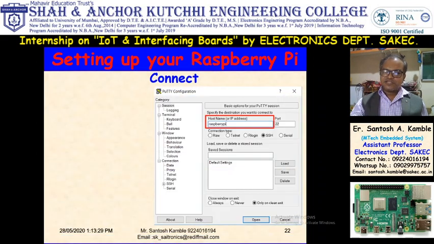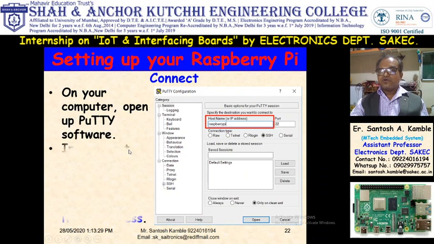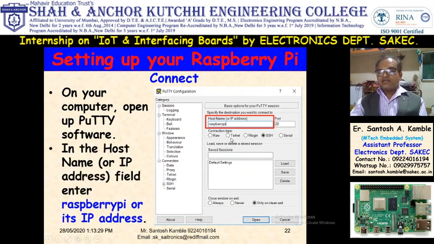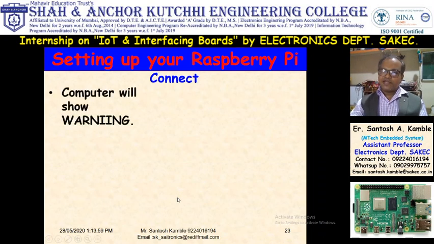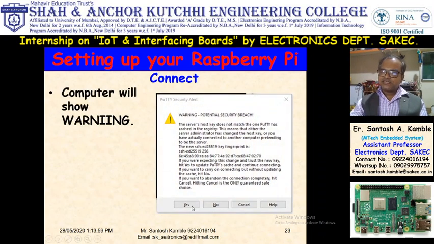The first software is Putty. This is my Putty software, and here I have to write down my IP address or Raspberry Pi name. So open the computer and open Putty. Here you have to write down Raspberry Pi and enable SSH. Just click on Open. When you click on Open, it will show a warning. Just click on Yes. It is only for security reasons.